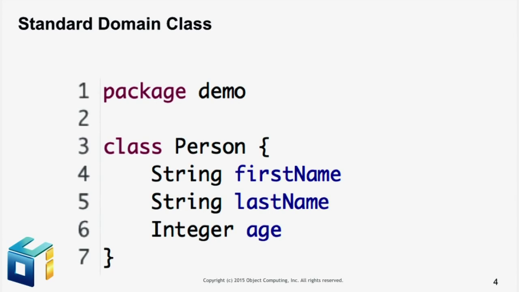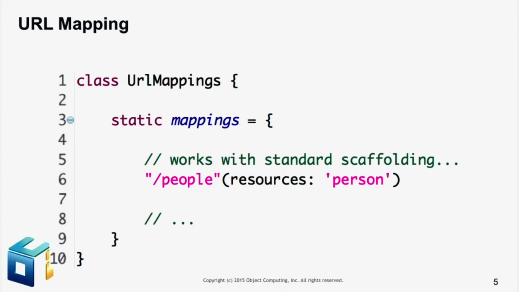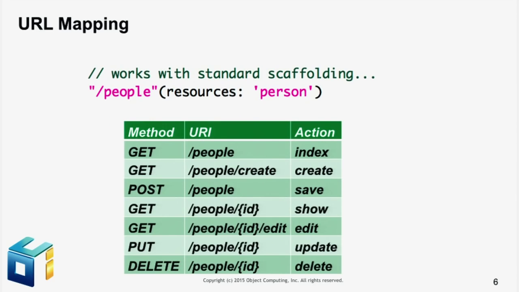Without any additional code, that's a perfectly valid domain class. If I had a URL mapping that looks something like this, what this says is all requests to /people and anything below /people will be handled by the person controller. And this table details that a little bit more. And this is an example that I covered in a good bit of detail yesterday.